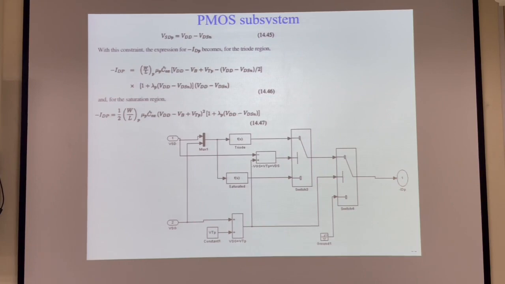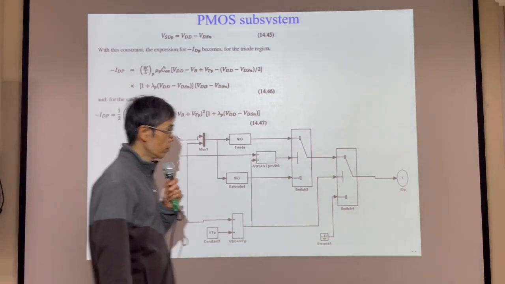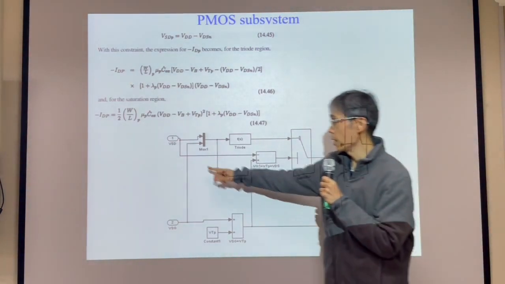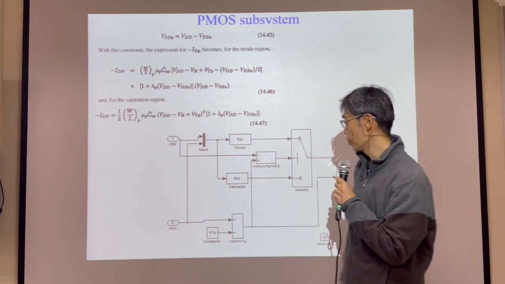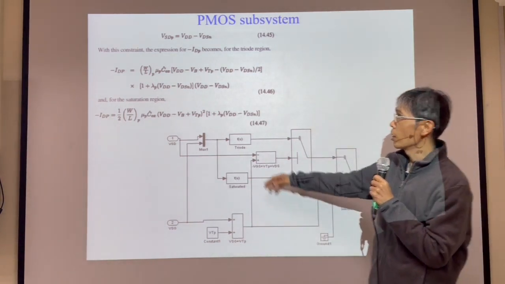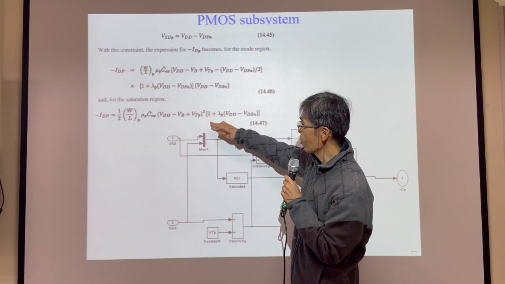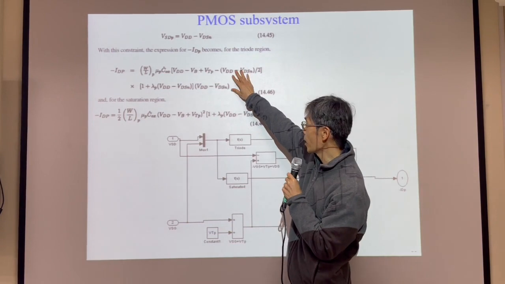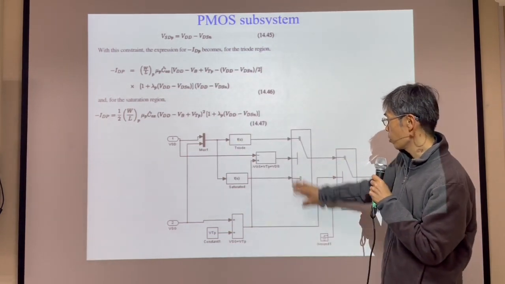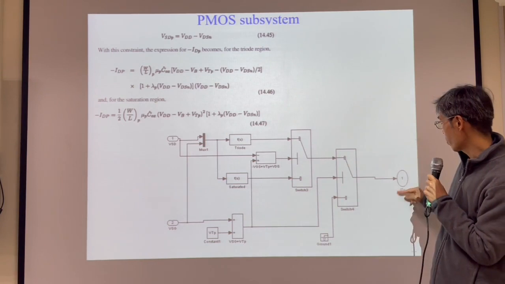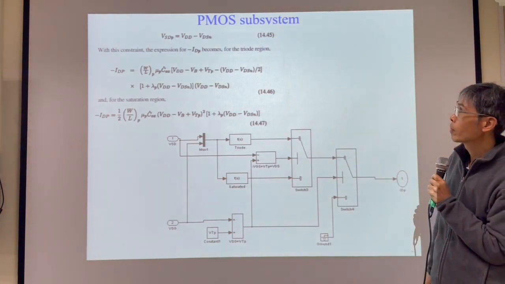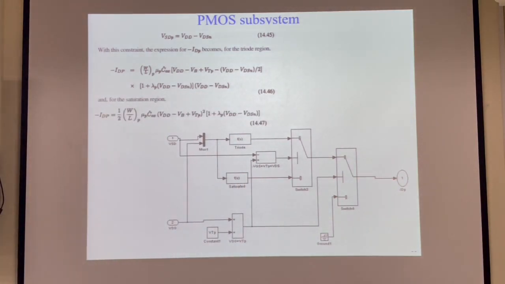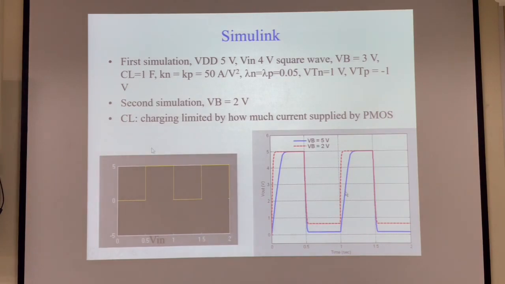PMOS subsystem. So the output is minus IDP, and the inputs are VSD and VSG. This is the saturation region equation here. This is the triode region here, and two switches to get the output minus IDP. I won't go through this one. You can. They are similar to the NMOS subsystem.